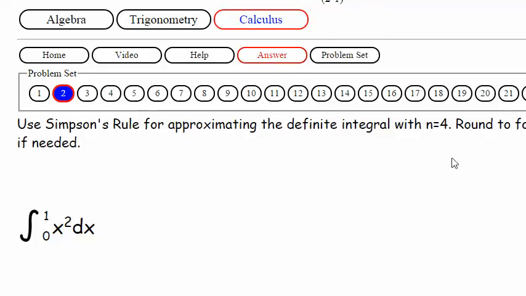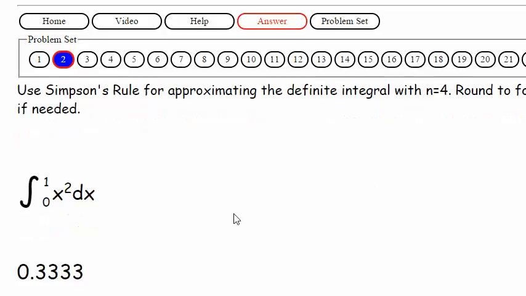Let's hit the answer here. Now, of course, I said round to 4 decimal places, even though you can't read it on the screen there. And 1/3 is 0.3333 repeating, but I said let's just go ahead and round to 4 decimal places. So there you go.